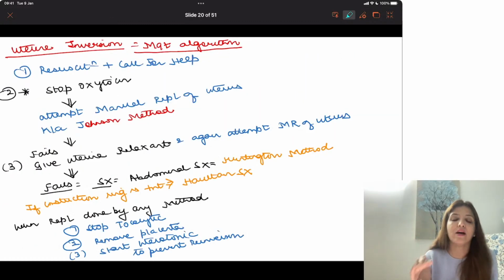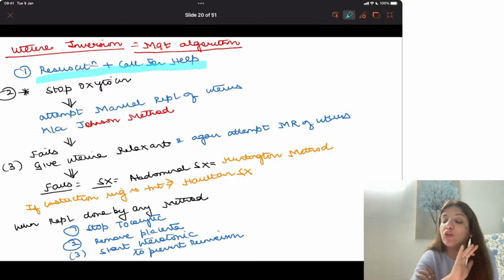Now, what is the management algorithm for uterine inversion? Uterine inversion is an obstetrical emergency where you have to resuscitate the patient and call for help. Step two is to stop oxytocin and then attempt manual replacement of the uterus, which is called Johnson's method. At this point of time, I will not try to separate the placenta. I will just stop the oxytocin, let the uterus relax, and try to manually replace the uterus without trying to separate the placenta.